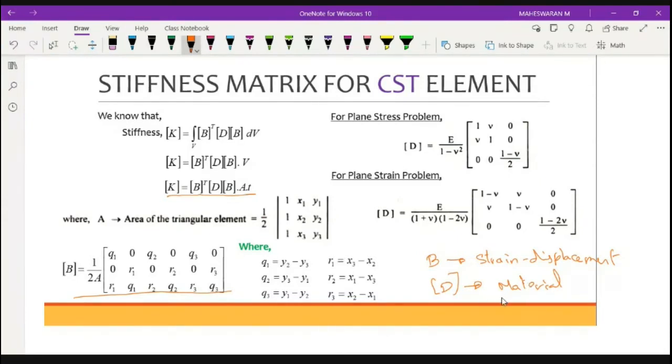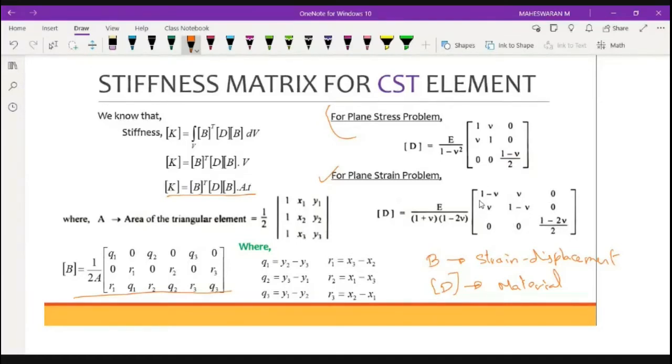The D matrix is considered as two different types. One is for a plane stress problem, so your D matrix will be E by 1 minus mu square, times 1 mu 0, mu 1 0, 0 0 1 minus mu by 2. And for the plane strain condition, it is different. Your D matrix will be E by 1 plus mu into 1 minus 2 mu, times 1 minus mu, mu 0, mu, 1 minus mu, 0, and so on.